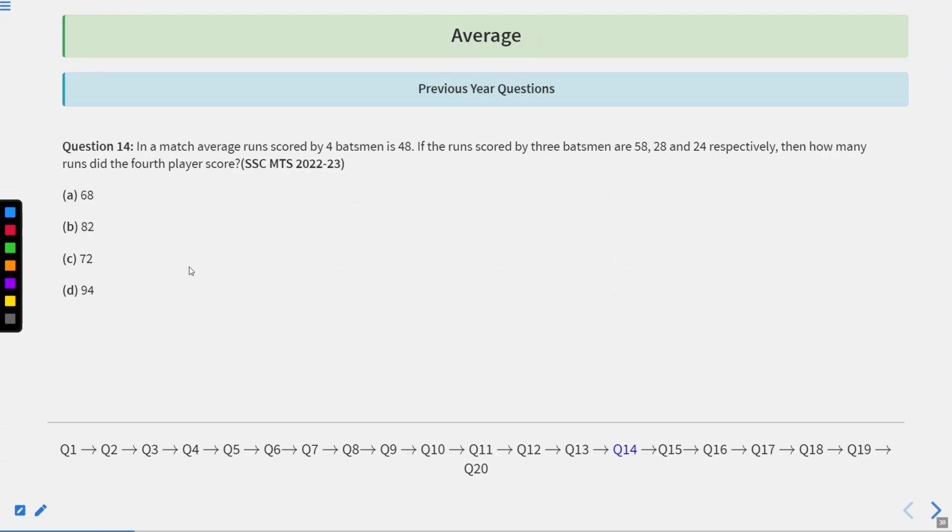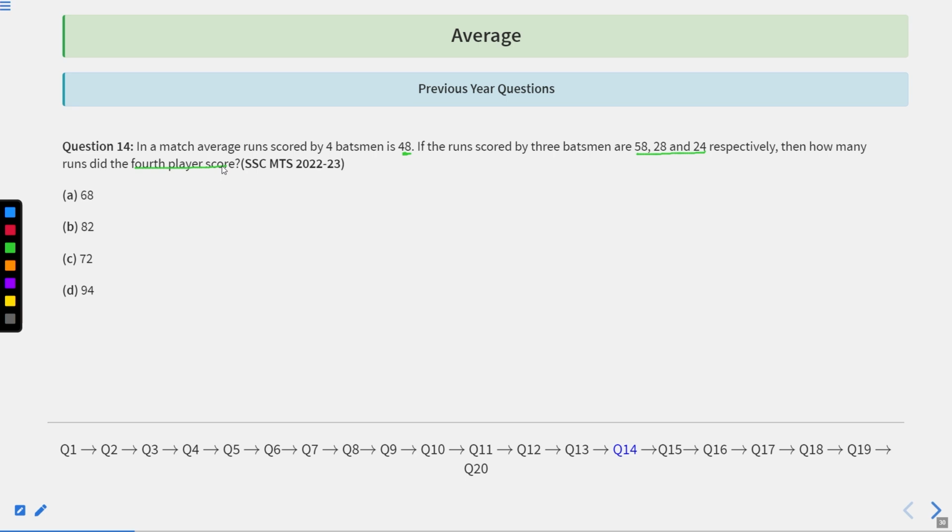So let us move ahead to question number 14. In a match, the average runs scored by 4 batsmen is 48. So in a match, 4 batsmen scored on an average 48 runs. And if the runs scored by 3 batsmen are 58, 28 and 24, then how many runs did the fourth player score?